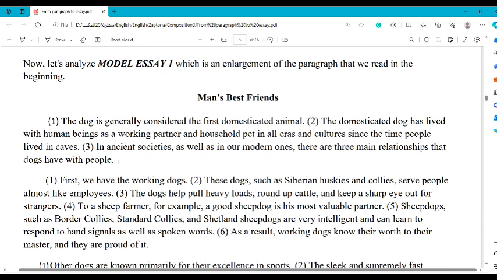Is it clear? Okay, great. So you see how we began our introductory paragraph. We began with a general idea, then we went with a more specific idea. Like we began with the most general idea, then a less general idea, then we went directly to our topic, which is in the thesis statement. Okay?